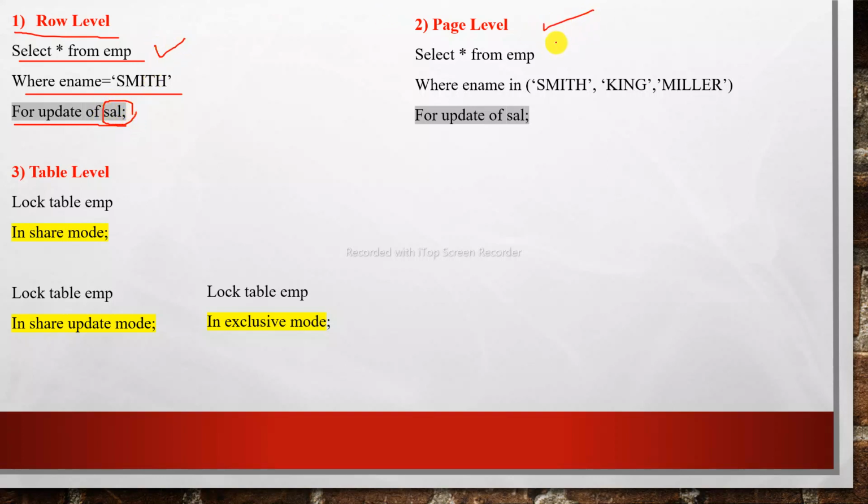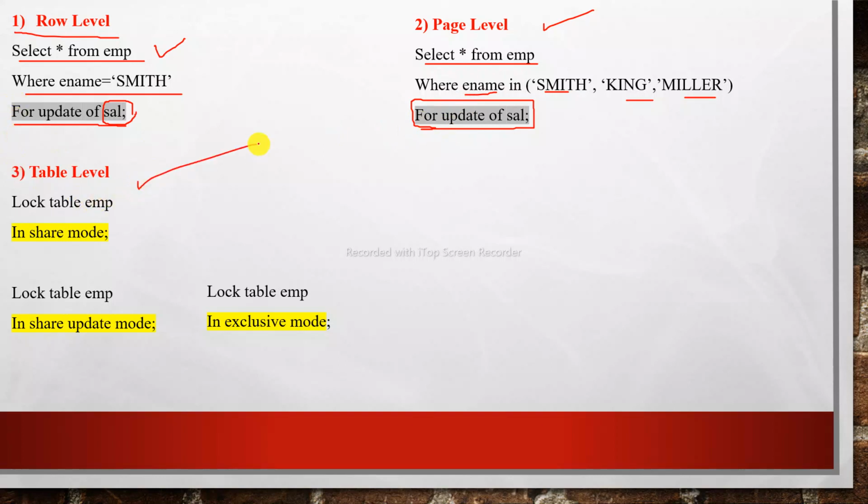Then second we have page level locking. So select star from EMP where ename in, and ename can be Smith, King and Miller. So the rows containing the ename Smith, King, Miller will be locked for update. So this is how the locking of a page is done. Multiple rows can be there. So this is called page locking.